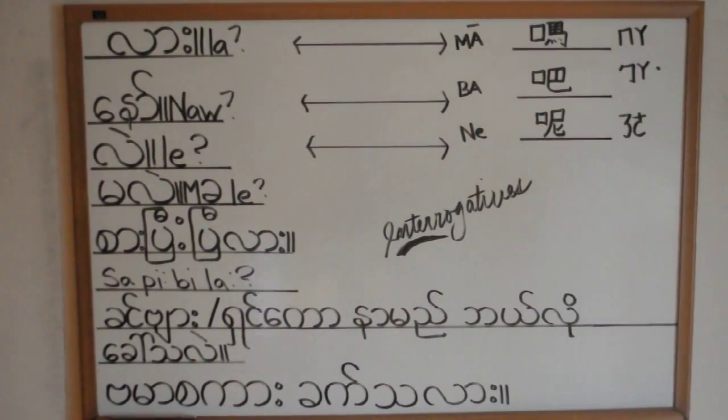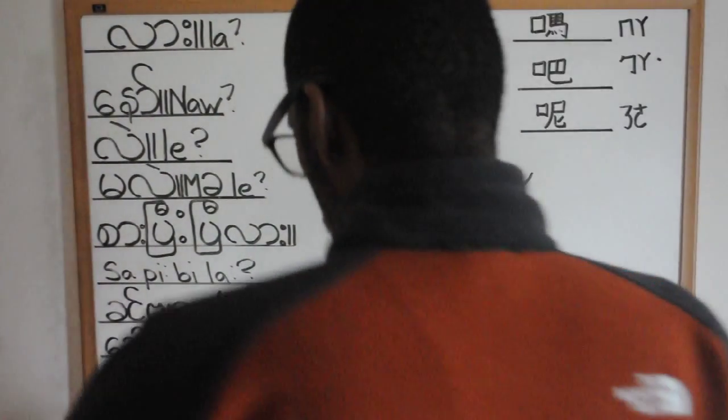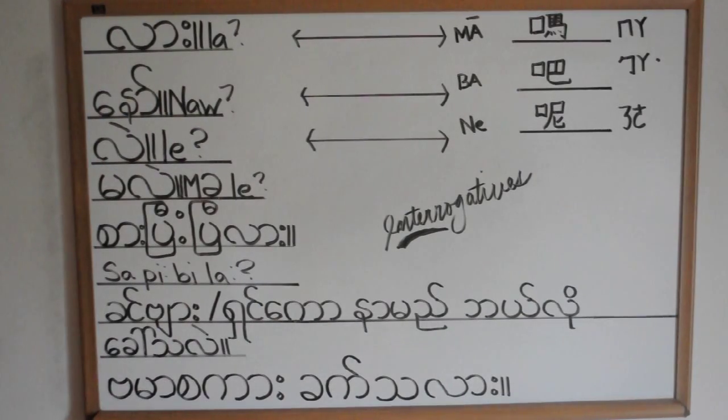So give me just a second and we'll get straight to the lesson here. Alright, so now we get to the lesson. So basically what we're going to talk about here today are the interrogatives. Alright, the interrogation words. Alright, so as you can see here, we have the Burmese on the left, and we have some Chinese on the right.